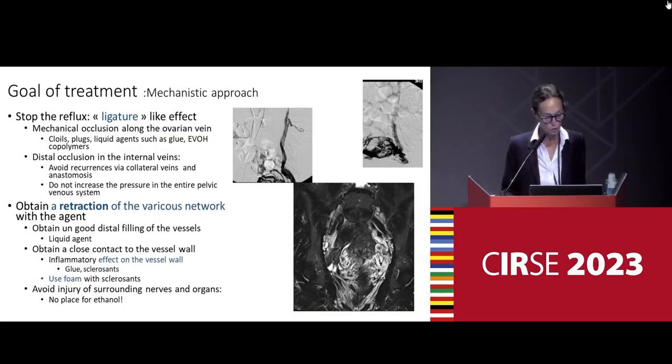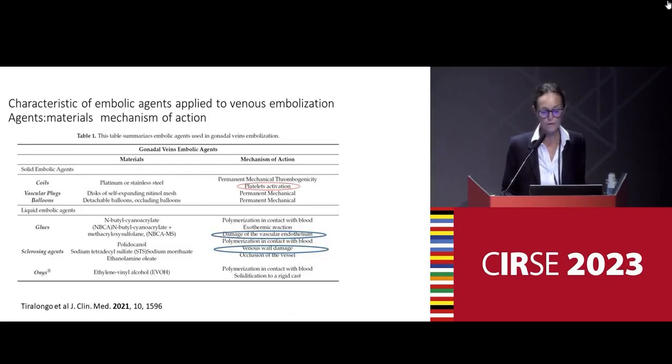And also we want to avoid injury of surrounding nerves and organs. It's a reason why there is no place for a tunnel. These are the properties summarized by Chirarongo.